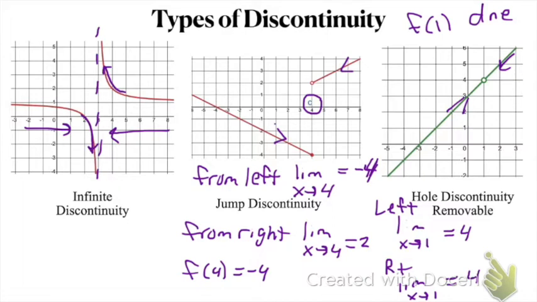This is something that we can actually fix algebraically. We will show that later on this year, but this is whenever you just have a hole and the limits from both sides are the same, like in this case, they both approach 4, then we have a hole discontinuity and we can remove it. The other two types of discontinuity cannot be removed. There is no way to fix it algebraically.